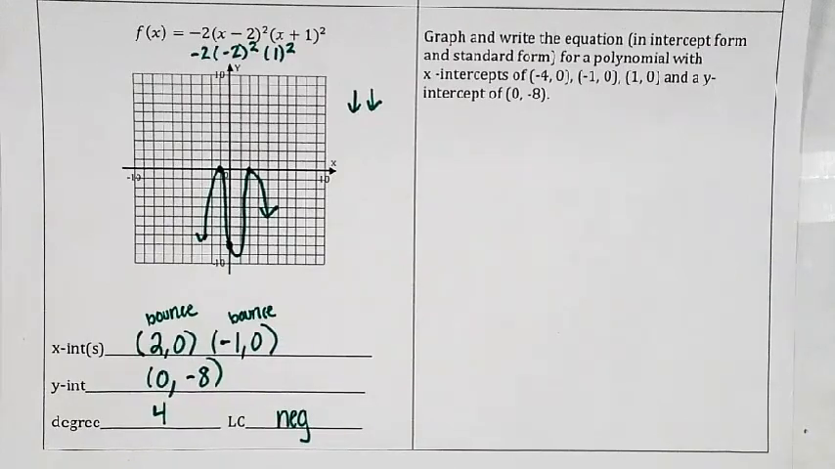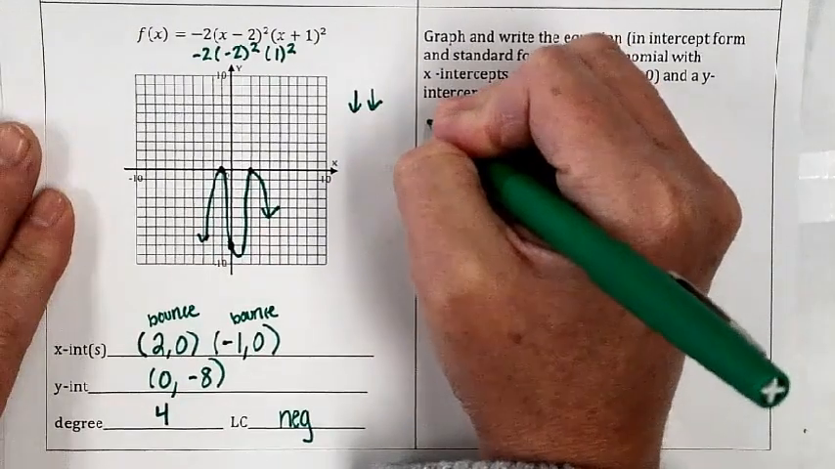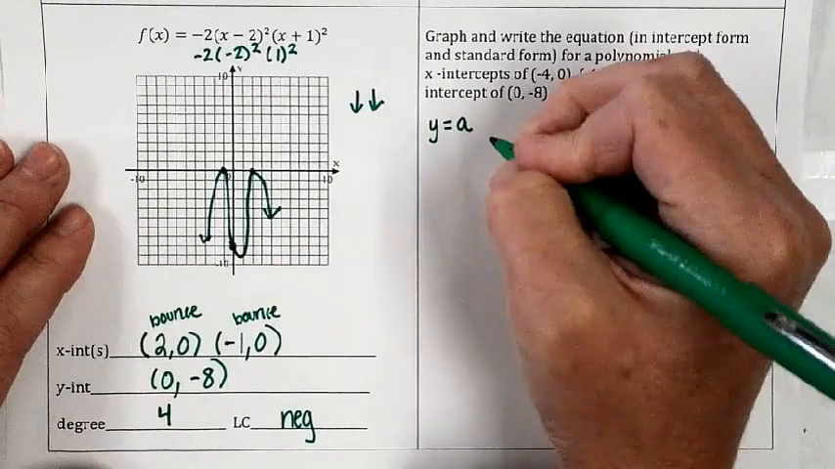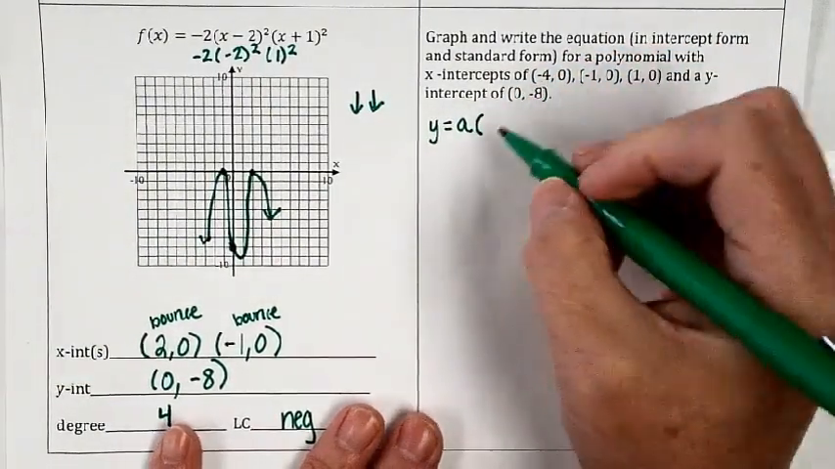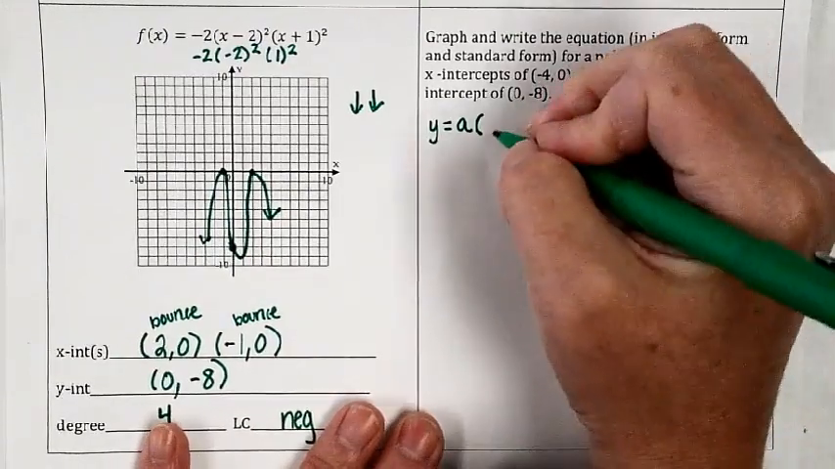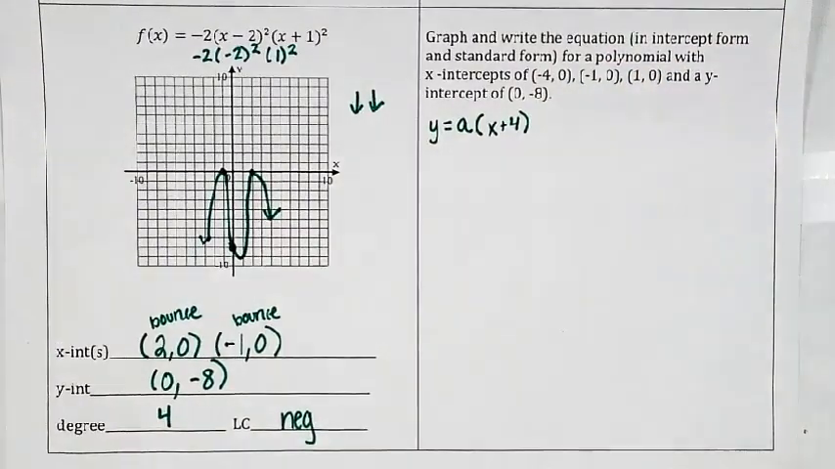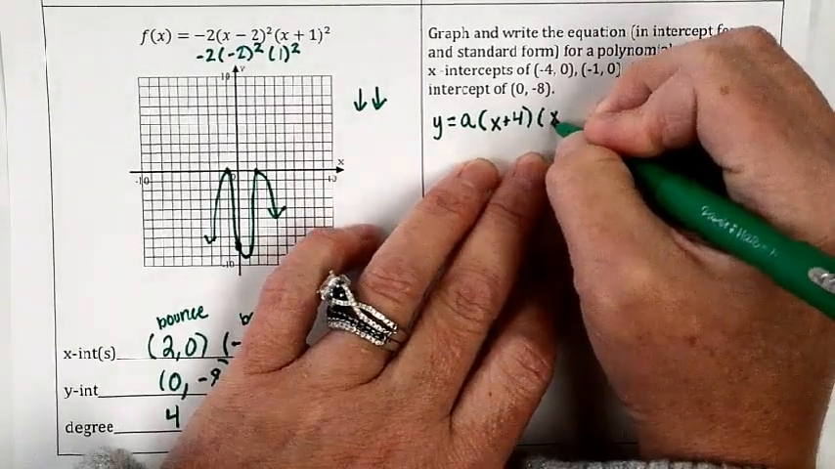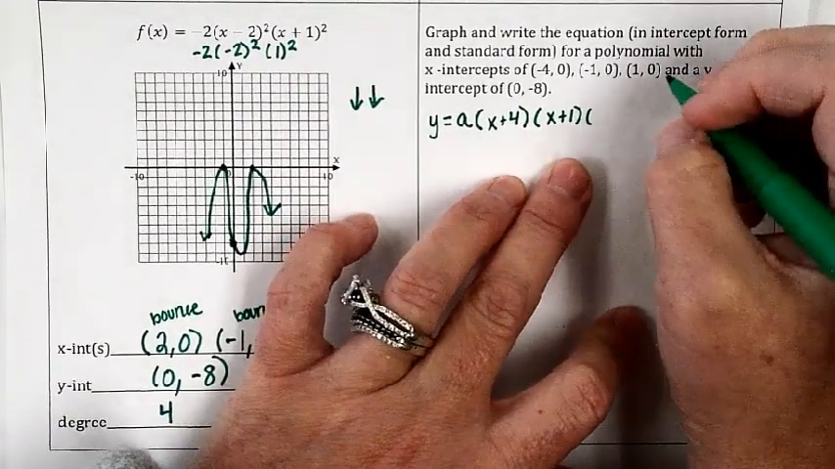So to write it in intercept form, that's the factor form, we have to figure out what that leading coefficient is. So y is equal to a times, well, an x-intercept of negative 4 would be a factor of x plus 4. An x-intercept of negative 1 would be a factor of x plus 1. And for an x-intercept of 1, x minus 1.